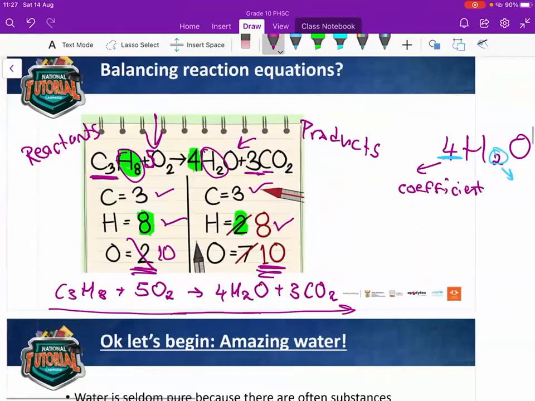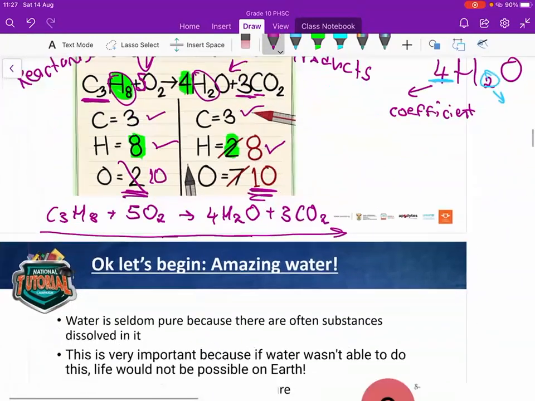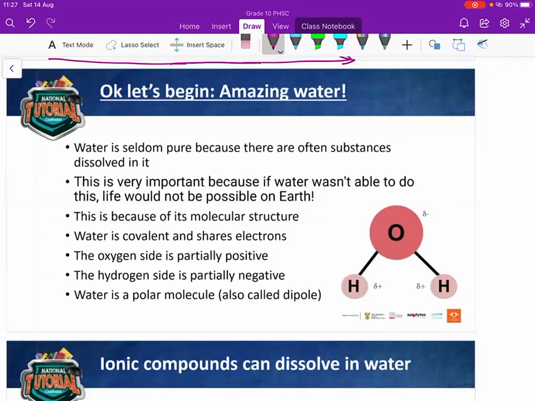Okay, so let's get on to the actual new work that we need to learn. Okay, so we need to talk about how amazing water is. It's all around us, but it is really amazing. Without it, life wouldn't exist, as we said before. Water is seldom pure, because there are often substances that are dissolved in it.